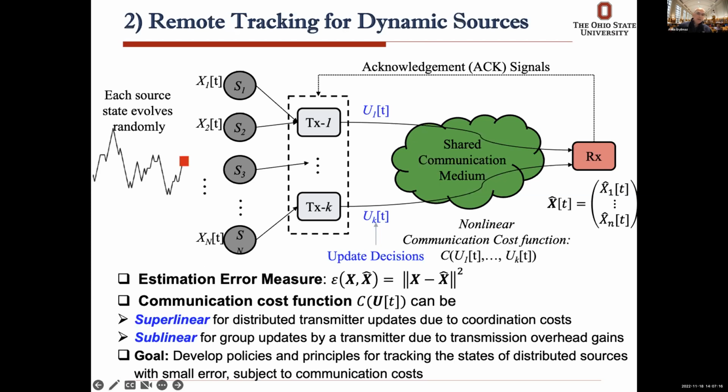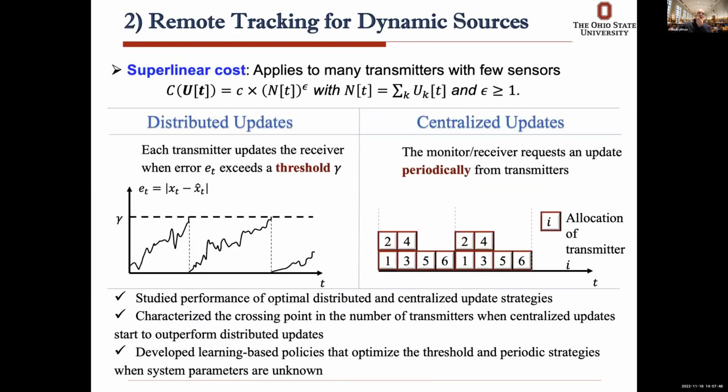In the sublinear case, this is a different setup where you might have one transmitter collecting information from multiple sensors, and transmissions are less costly if you have more of them because of the common overhead that they pay. So in that setting, we would have a sublinear cost. What we did is to look at both of these cases to try and understand what to do in each case and what gains can be received from it. In the case of a superlinear cost, we've looked at two scenarios.